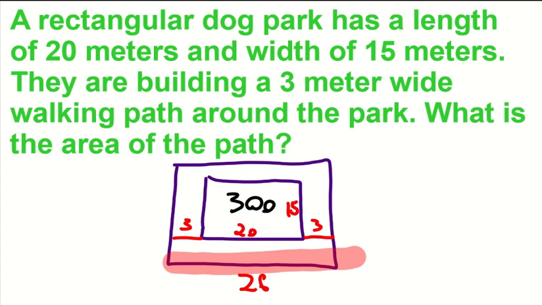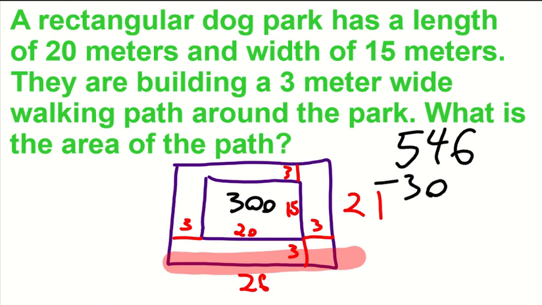Yeah? All right, so we do the same thing for the height or for the width. That's 3, right? That's 3, so that makes the whole thing 21. 3, 15, 3. So we got 26 times 21. That gives us 546. And shape inside a shape is a subtraction problem, so we subtract the park itself. And that gives us 246.